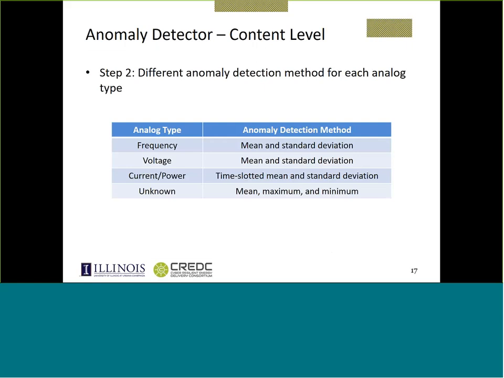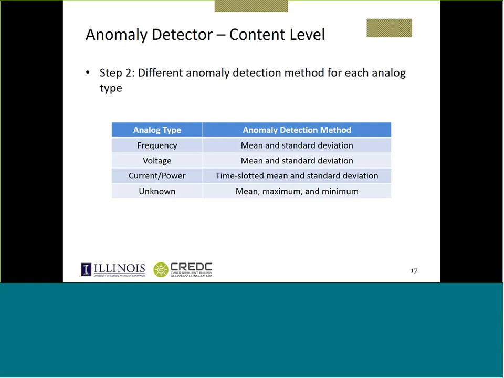After the analog type is inferred, a different anomaly detection method is applied. For example, mean and standard deviation are used for frequency and voltage. For current or power, we divide 24 hours into multiple time slots and calculate the mean and standard deviation in each of the slots throughout multiple days. And for analog measurements that do not belong to any of the previously mentioned types, we use mean, maximum, and minimum.